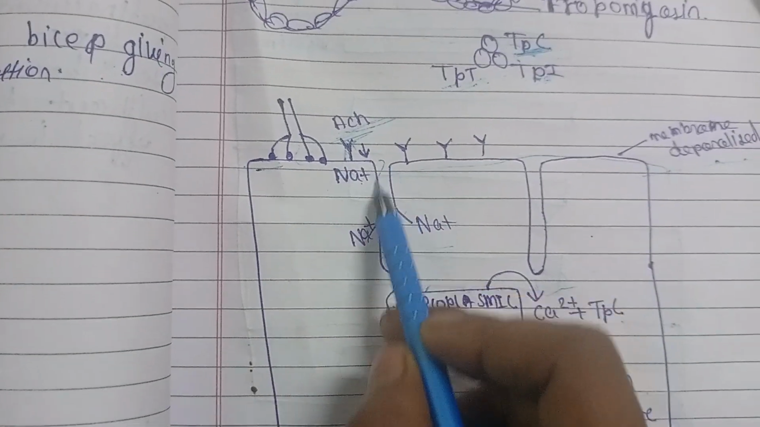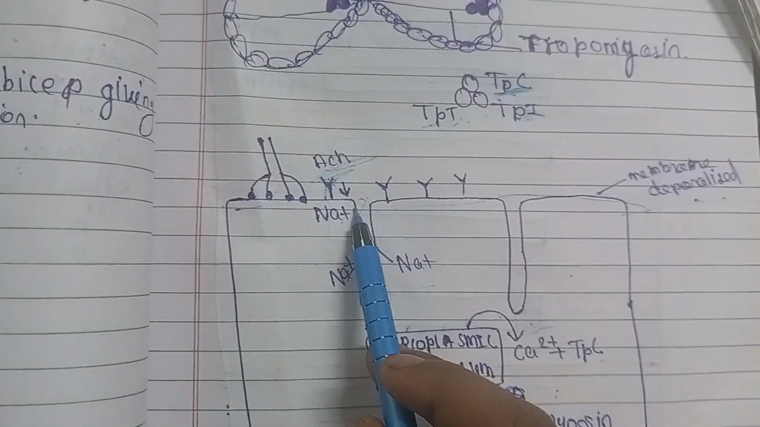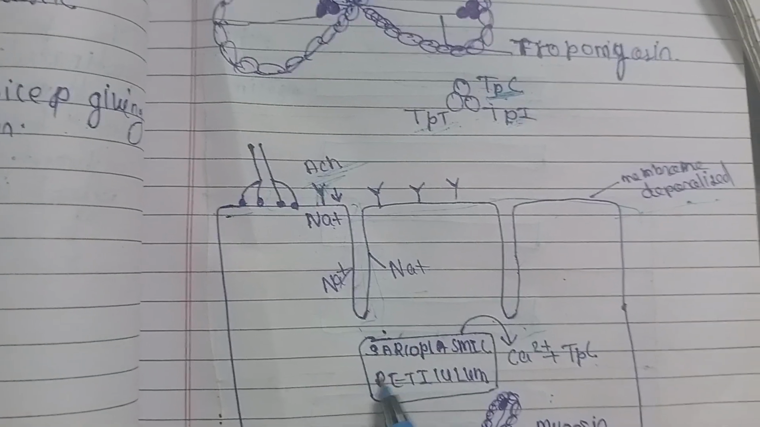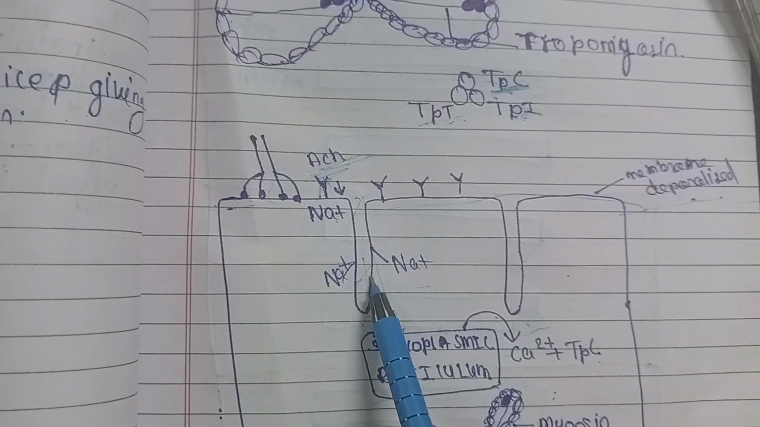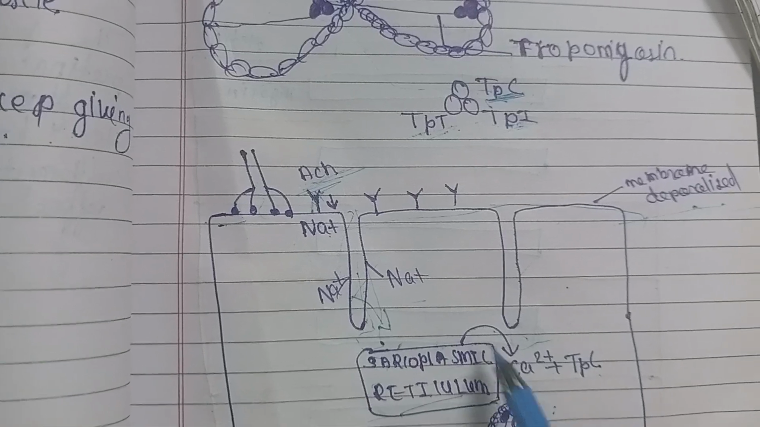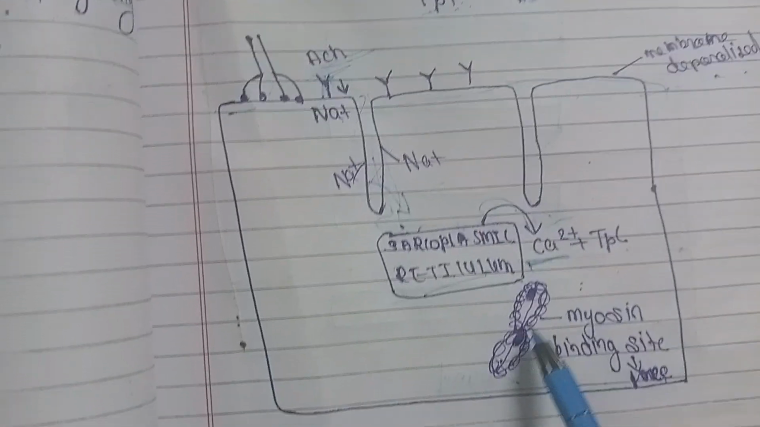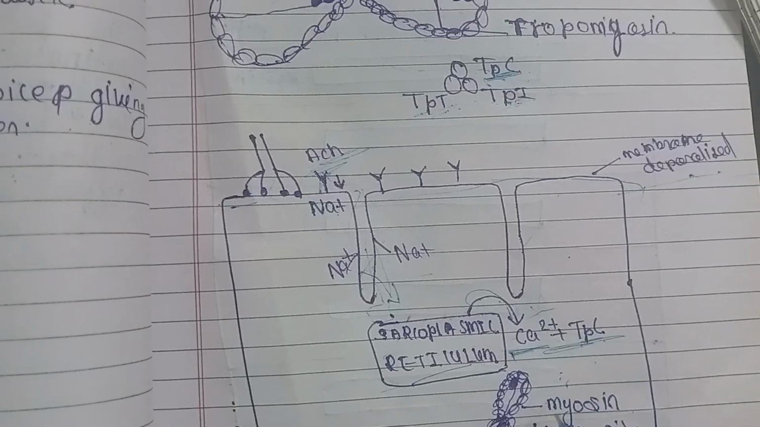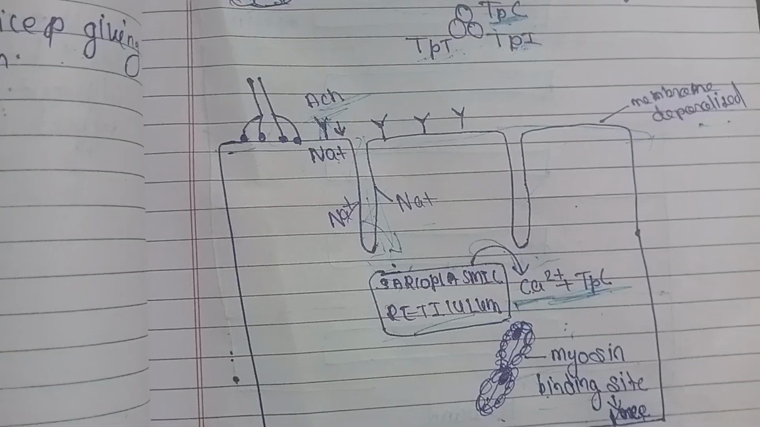There is a specific structure in the cell membrane, the T-tubule structure. Why? Because through the T-tubule, the sodium ions come to the sarcoplasmic reticulum. When the sodium ions interact with the sarcoplasmic reticulum, it releases calcium ions, and the calcium ions bind with the TPC.